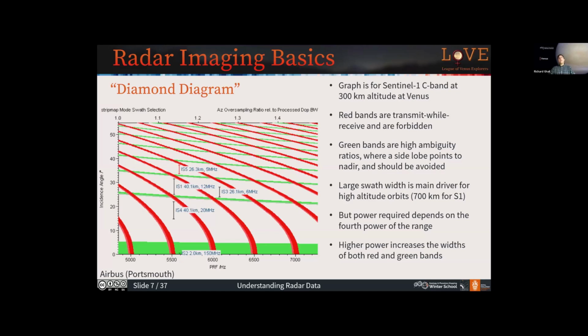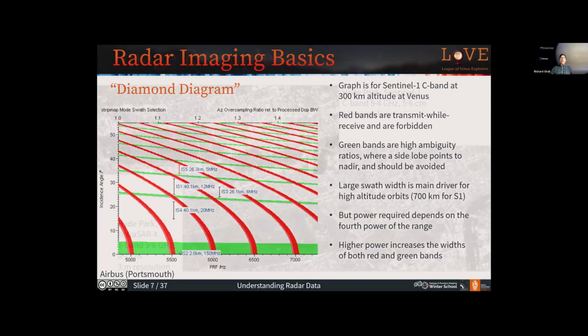If you look on this funny looking diagram here, this could be for any radar really. It's called a diamond diagram. The red bands are where we are transmitting, so we cannot receive during those red bands. And the key thing to bear in mind is the higher the resolution we want, the greater the power we need to have. And to do that, we have to increase the width of those red bands. We have to transmit for longer, the pulse is longer. And so the swath, or the width that we can image, gets smaller in the gaps. The green bands are where we get really strong reflections from nadir on those side lobes, and we want to avoid those. It's not impossible to image in them, but it creates a lot of noise or false returns.